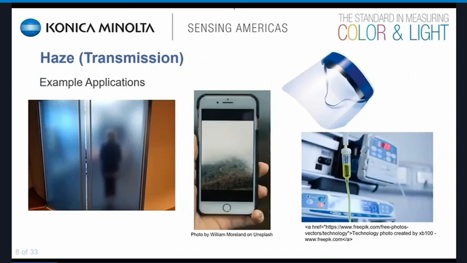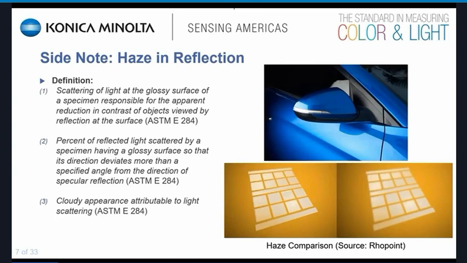Another side note is that there's also haze and reflection. Haze and reflection is still a way to measure the cloudiness or reduction in contrast of a specimen, but it's for a reflected image rather than a transmitted image. The metric is also often used to evaluate automotive finishes or other highly polished reflective surfaces. And you can refer to ASTM 284 for more information.